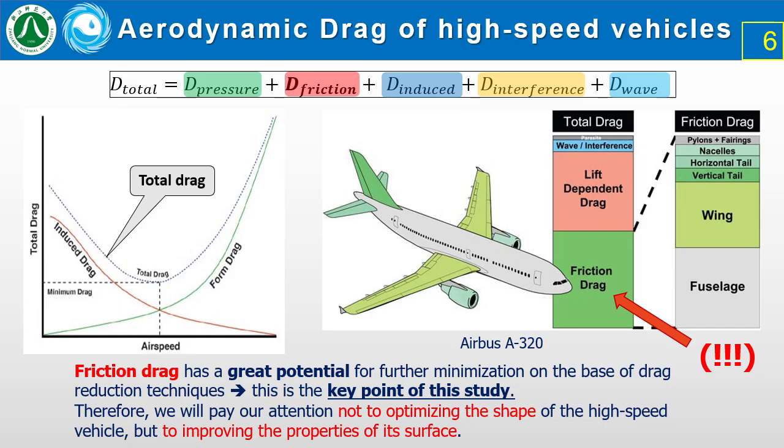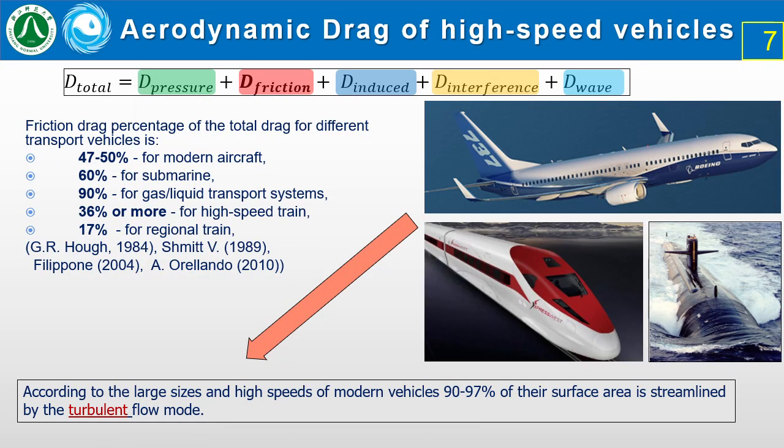Therefore, we are paying our attention not to optimizing the shape of the high-speed vehicle, but to improving the properties of its surface. One more very important aspect. According to the large sizes and high speeds of modern vehicles, up to 97% of their surface area is streamlined by the turbulent flow mode. But the turbulence also has a vortical nature.